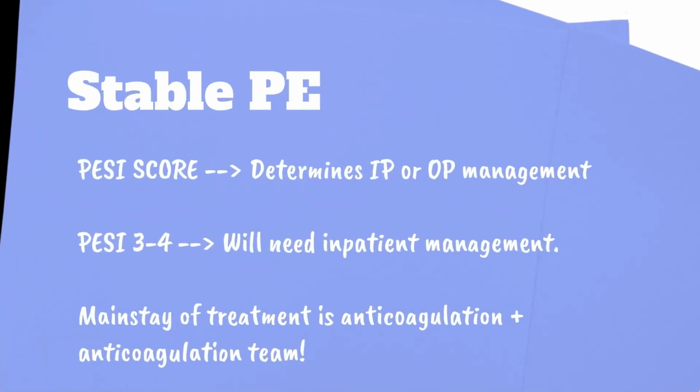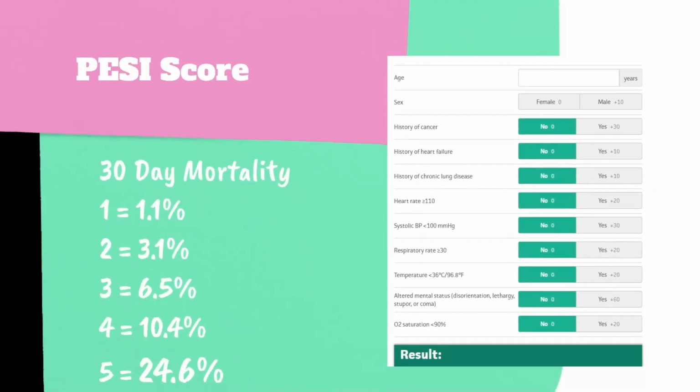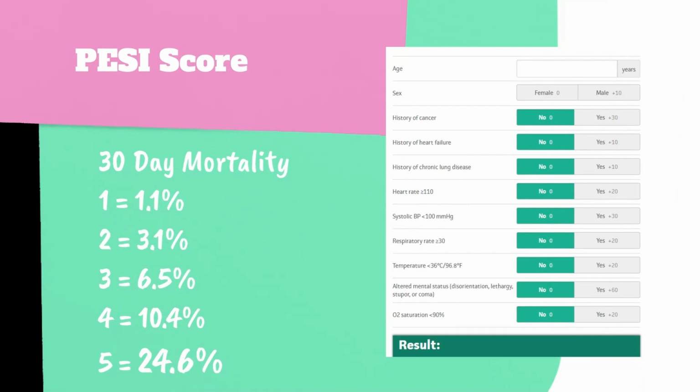If the patient is hemodynamically stable, we can use the PESI score to grade whether we can manage these patients as an inpatient or an outpatient. If the PESI score is 3 to 4, these patients are often managed as an inpatient. Anticoagulation is the mainstay of treatment, which is normally a low molecular weight heparin or a DOAC, with referral to the anticoagulation team for further management once the patient has been discharged.